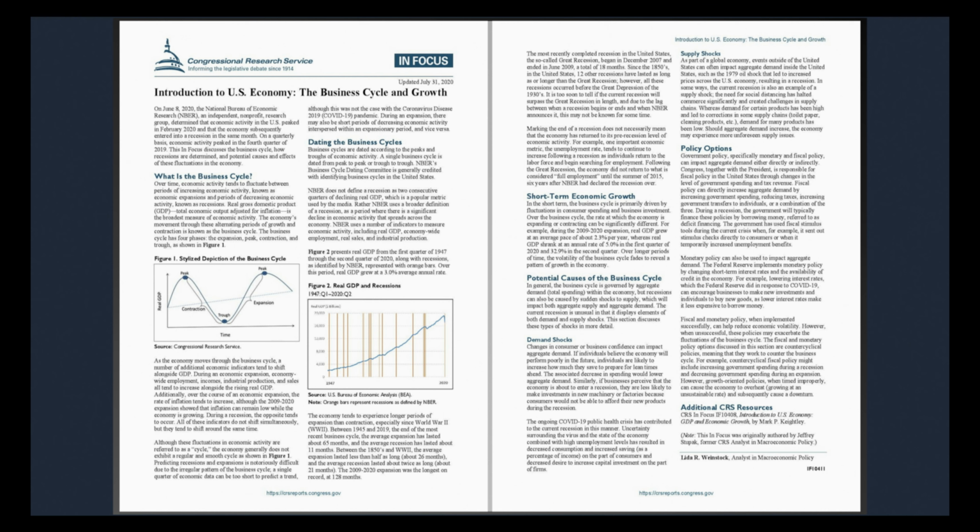The fiscal and monetary policy options discussed in this section are counter-cyclical policies, meaning that they work to counter the business cycle. For example, counter-cyclical fiscal policy might include increasing government spending during a recession and decreasing government spending during an expansion. However, growth-oriented policies, when timed improperly, can cause the economy to overheat, growing at an unsustainable rate, and subsequently cause a downturn.